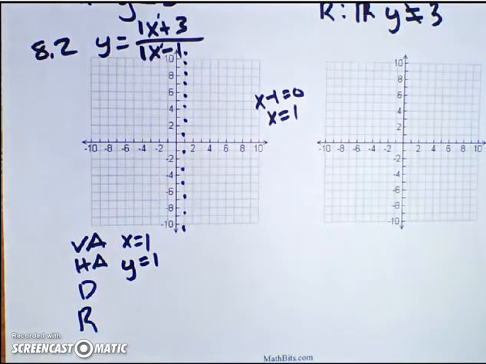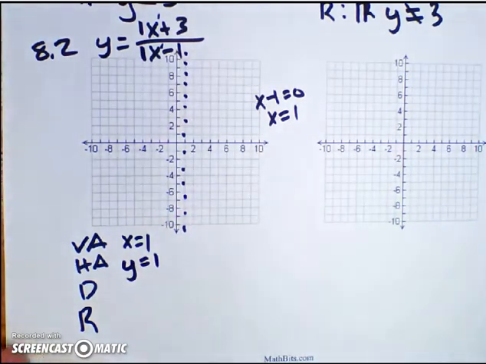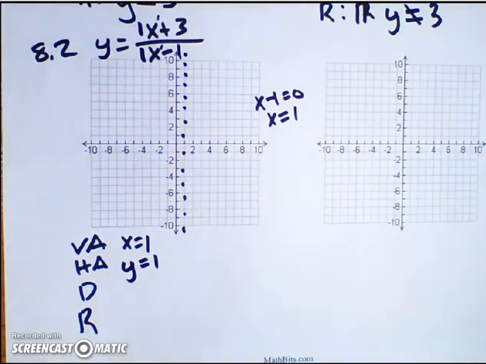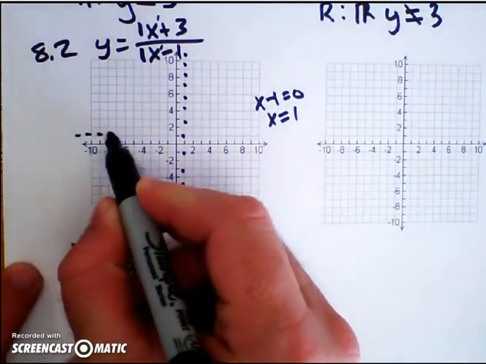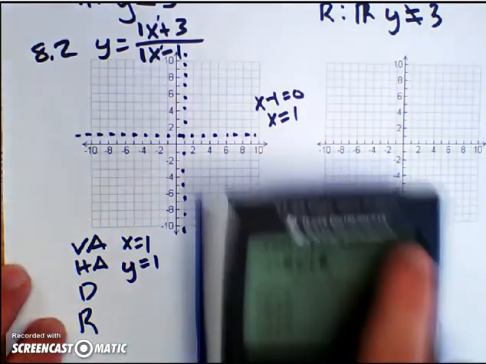1 over 1 reduces, of course, to just 1. Okay, had it been like 2x plus 3 over 1x minus 1, then it would be 2 over 1. But you look at the leading coefficients. Okay, that's how you find those. That's only if the degrees are the same. Everything else is done in the calculator, just like before.